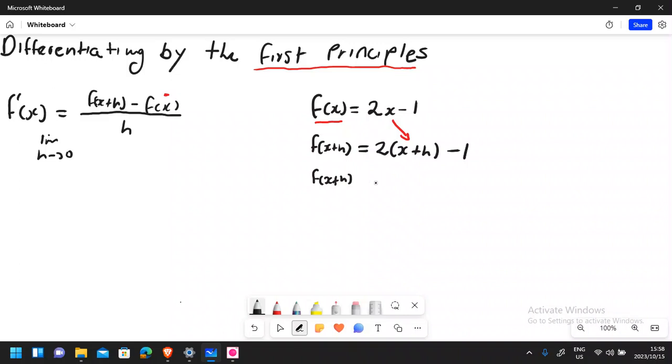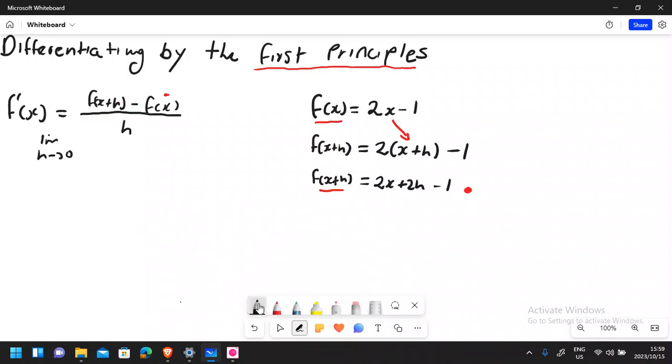We simplify it here on the side. When you remove the bracket, you're going to have 2x plus 2h minus 1. So as you can see, this expression here is your f of x plus h. So what is the next step from here? The next step is to substitute your f of x and f of x plus h into the expression, this formula on our left.